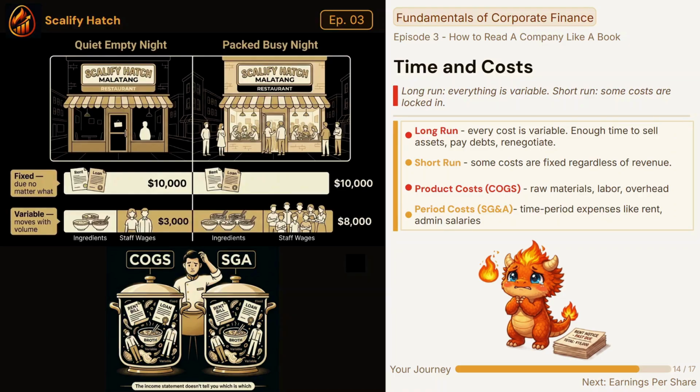The income statement doesn't label which is which. As a financial manager, you need to know the difference, because when revenue drops, you need to know which costs you can cut and which ones are locked in. And you can't get that answer from the income statement alone. You have to know the business. We will definitely cover more of this in the future when we're learning about accounting.